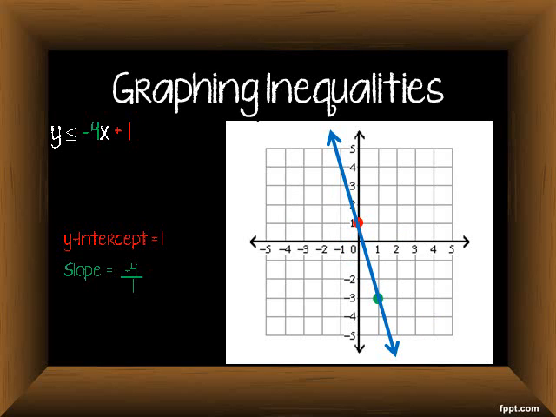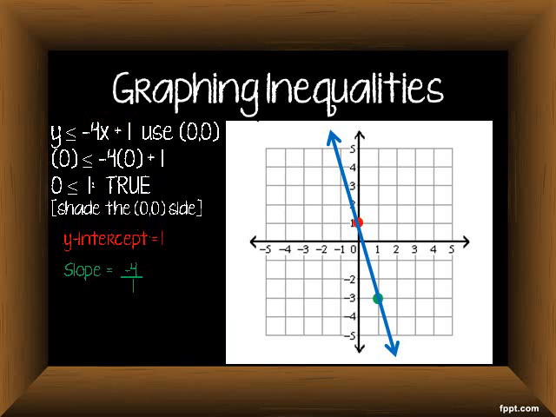If I pick 0, 0, that means I'm putting a 0 in for y and I'm putting a 0 in for x. I'm substituting 0 for both of those and I'm solving. When I do that, I find that it says 0 is less than or equal to 1. That's a true statement. So because that is a true statement, I know that 0, 0, this point here, is a part of the solution set of this inequality. And therefore, when I shade this inequality, I should shade the side that includes 0, 0, since 0, 0 is a part of the solution set.